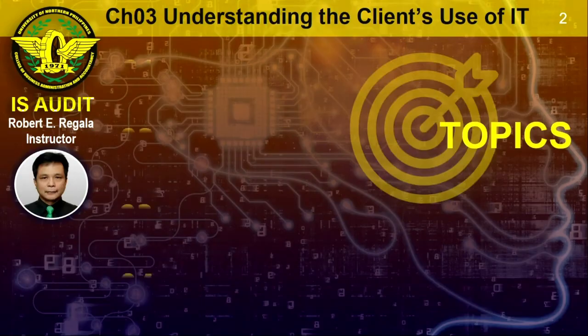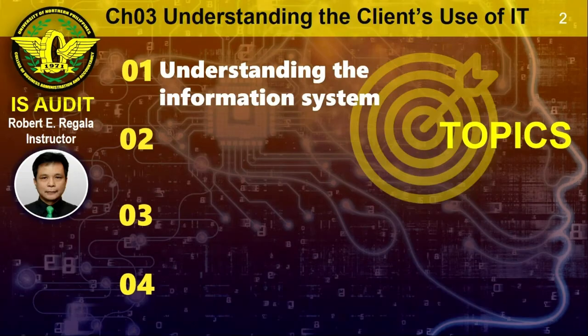Our topics for this discussion are: 1. Understanding the information system. Discusses the various aspects of an information system that an auditor has to understand, including those that relate to the entity's financial reporting objectives, the resources to be used in the entity's information processing activities, the policies that define the flows of information, and of course, the entity's business processes.